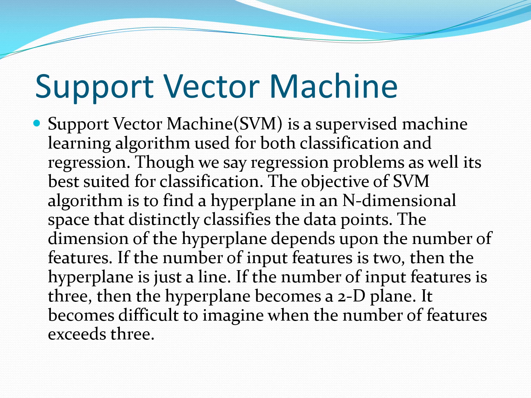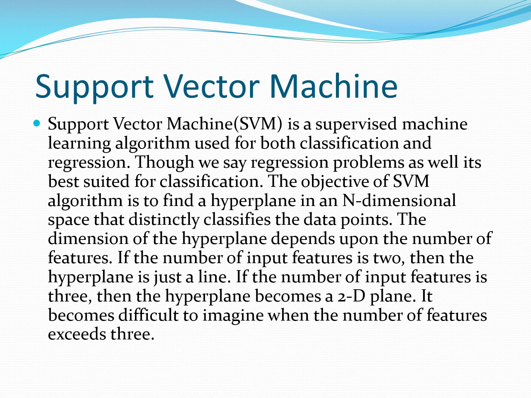Now let us see what is support vector machine. Support vector machine is a supervised machine learning algorithm used for both classification and regression, though we say regression problems as well, it is best suited for classification. The objective of SVM, that means support vector machine algorithm, is to find a hyperplane in an n-dimensional space that distinctly classifies the data points.